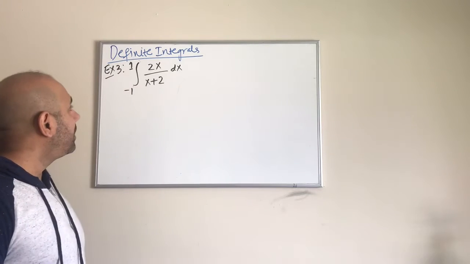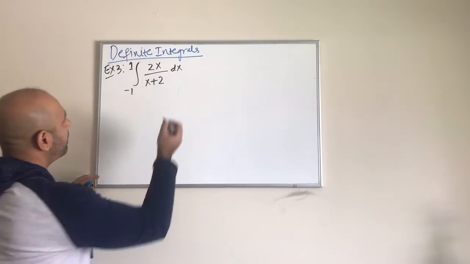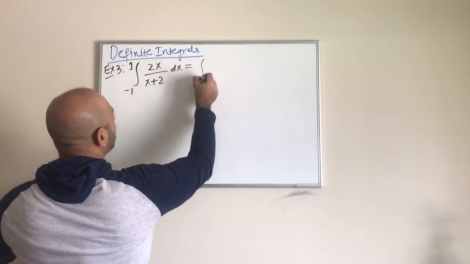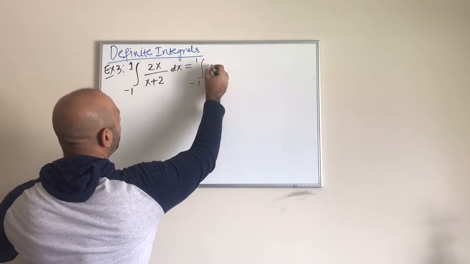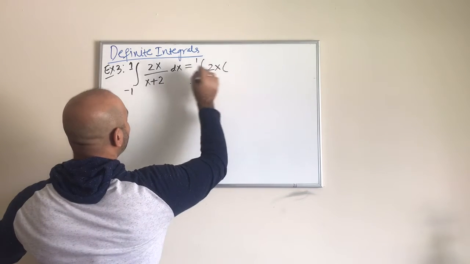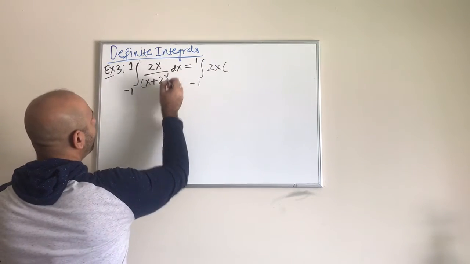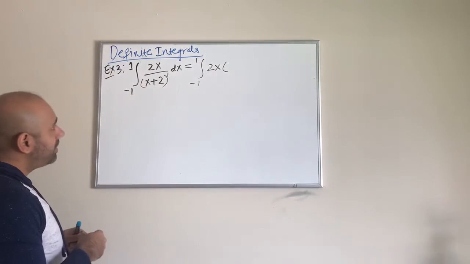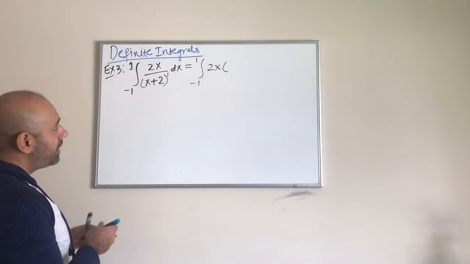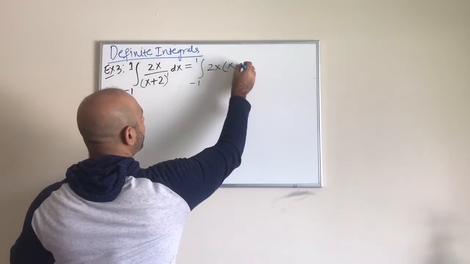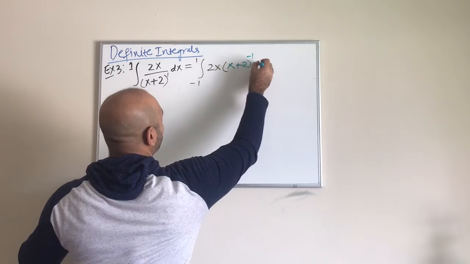In order to solve this, let us first rewrite this. It's up to you whether you want to do that or not, but I'm going to rewrite this as 2x stays upstairs, and downstairs I realize the denominator is raised to the power 1. So if I bring it upstairs, it's going to look like (x + 2) to the power negative 1.